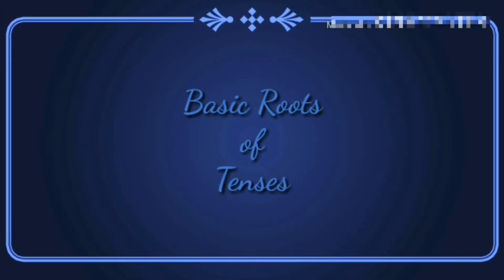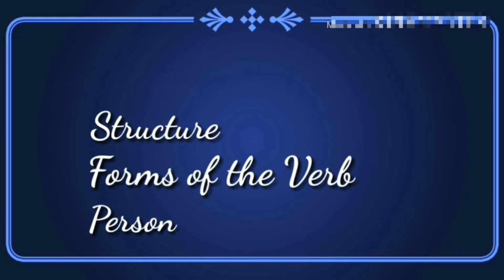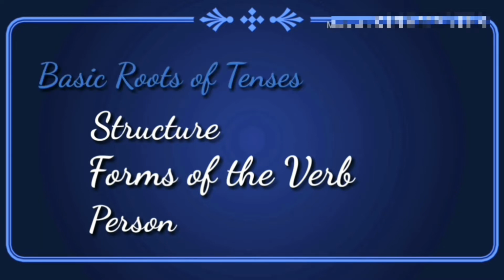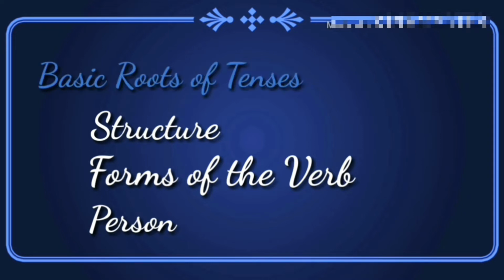Now, before understanding the tenses deeply, we have to understand the three basic roots of tenses. The three basic roots of tenses are structure, forms of the verb and person. एक बार ये तीन चीज़ें अच्छी तरह से समझ आ जाती हैं तो टेंसेस सीखने में हमें इतनी ज़्यादा दिक्कत नहीं होती है.